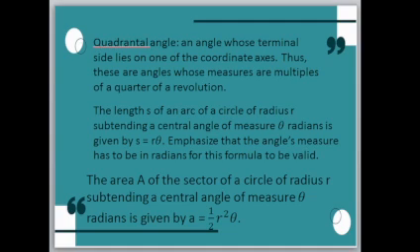And another formula here. We have the area A of the sector of a circle of radius r, subtending a central angle of measure θ in radians, is given by A is equal to 1/2 times the square of the radius times the given central angle.